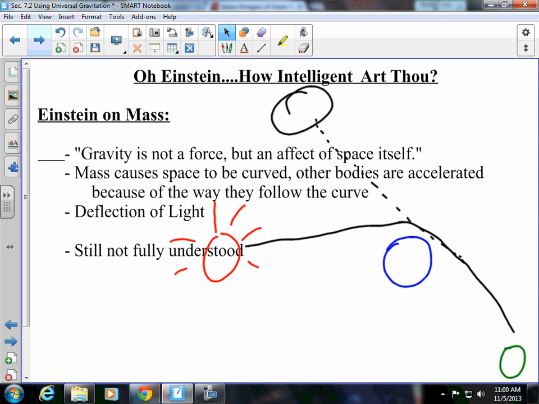So that's a little bit about what Einstein thought. Gravity is not a full force, but an effect of space itself. So it affects all objects and interactions in space. So it kind of deflects light like that. If you have questions about that, we can talk about that in class.